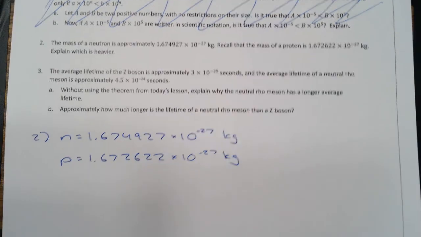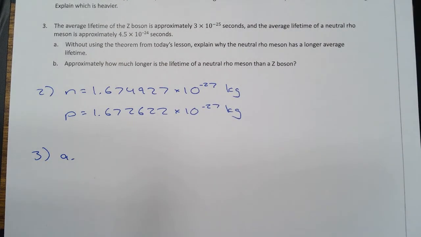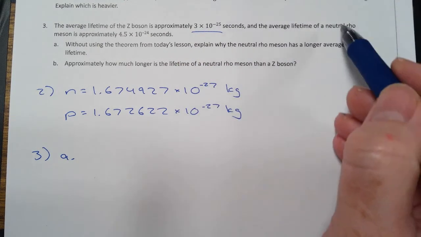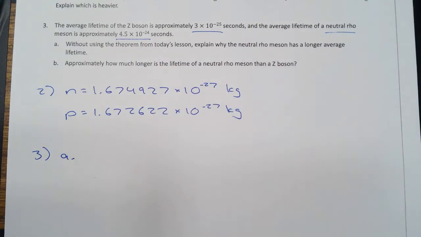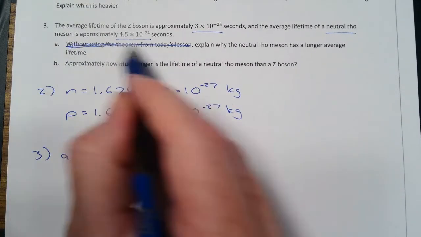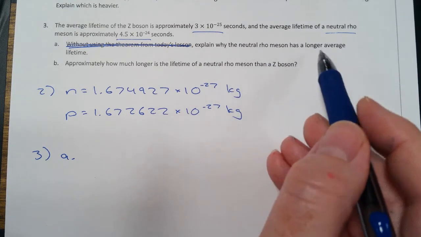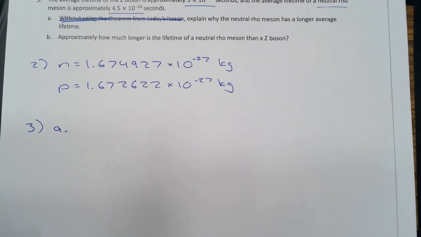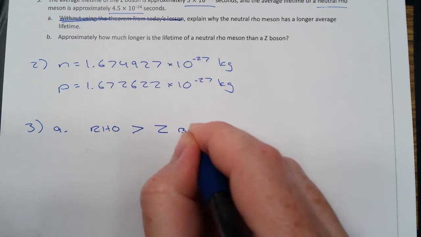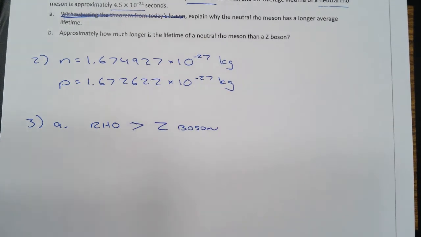For number 3, there's 2 parts. The average lifetime of the Z boson is approximately that many seconds, and the average lifetime of the neutral rho is that many seconds. Now, I'm okay if you use a theorem from today's lesson. Just somehow explain why the neutral rho has a longer average lifetime. So they are telling you that the rho is greater than the Z boson. They tell you this. The rho is greater than the Z.